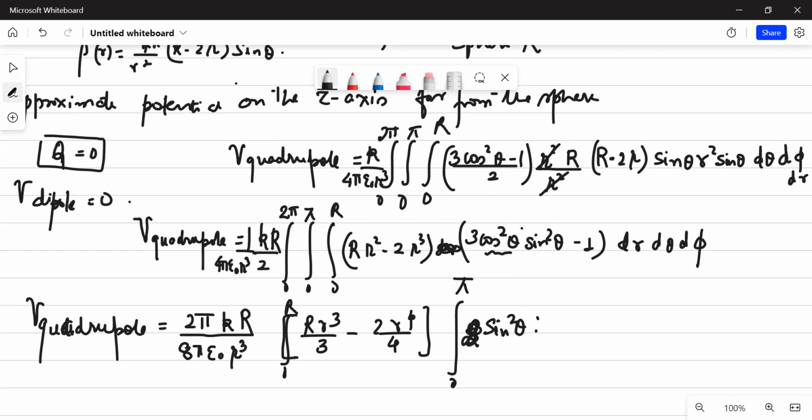Let me write it here. So this is, I think, am I making some mistake? Okay, here also sin square theta will come. Fine, this sin square theta will get multiplied here. So let's write 3 times 1 minus sin square theta. So it will be 3 minus 1, 2, and then minus 3 sin to the power 4 theta d theta. So this is 2 sin square theta from 0 to pi and then minus 3 sin to the power 4 theta d theta. Is that clear?